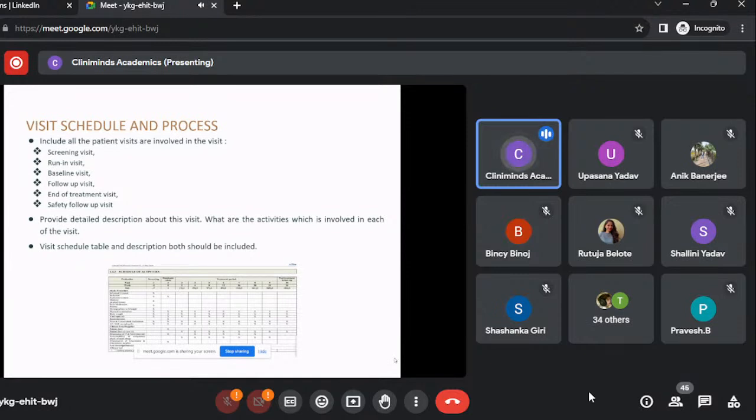Then we have to perform the randomization visit. After the randomization visit, when the next visit has to be performed, like in 30 days, 60 days, 40 days, or 12 days. So like that, for every visit, when it needs to be conducted, that information will be present, including the window period.